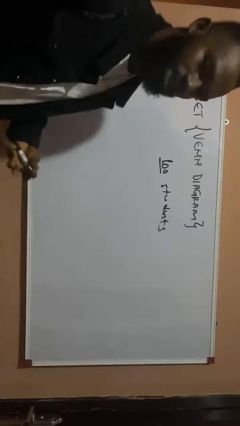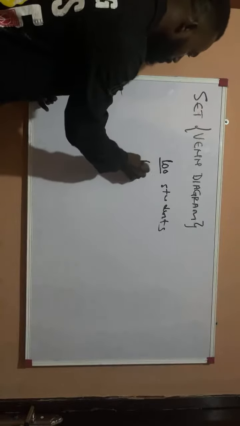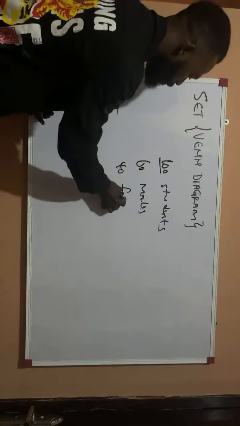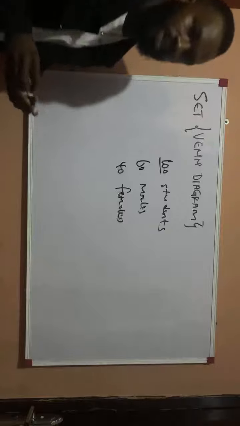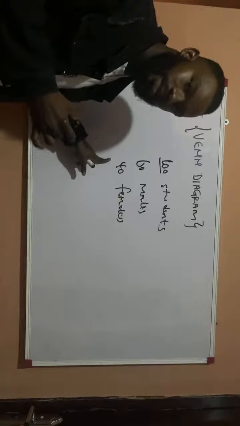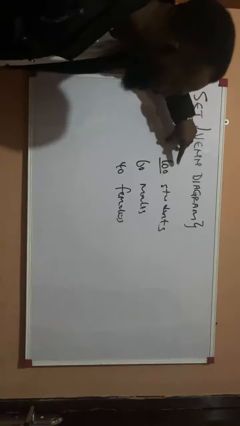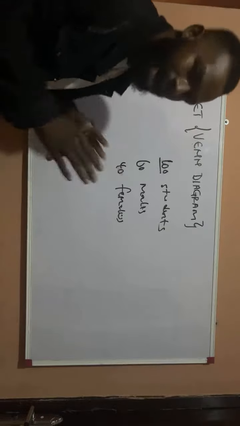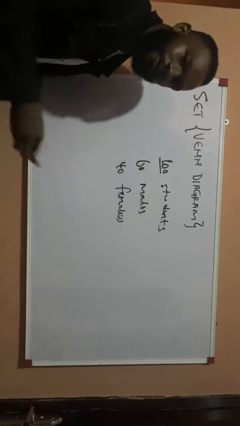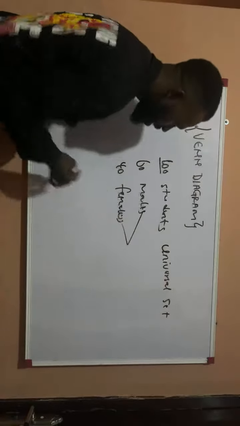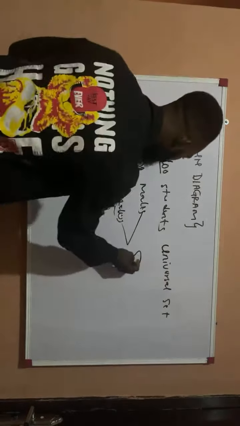Now if we say that 60 are males and 40 are females, it simply means 60 and 40 are referred to as the subsets because they are both inside the class, which makes up the total number of 100 students. I said the 100 students is referred to as the universal set, and the 60 males and 40 females are the subsets.